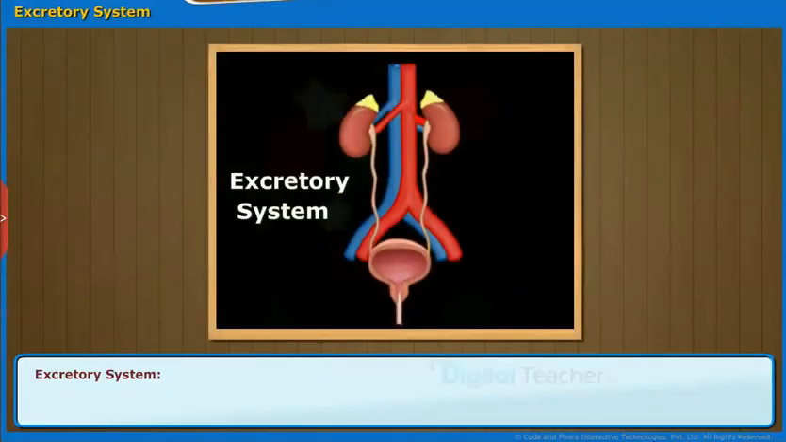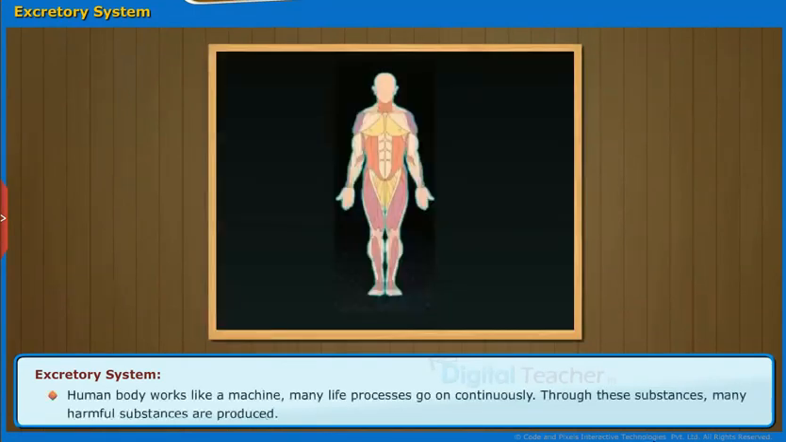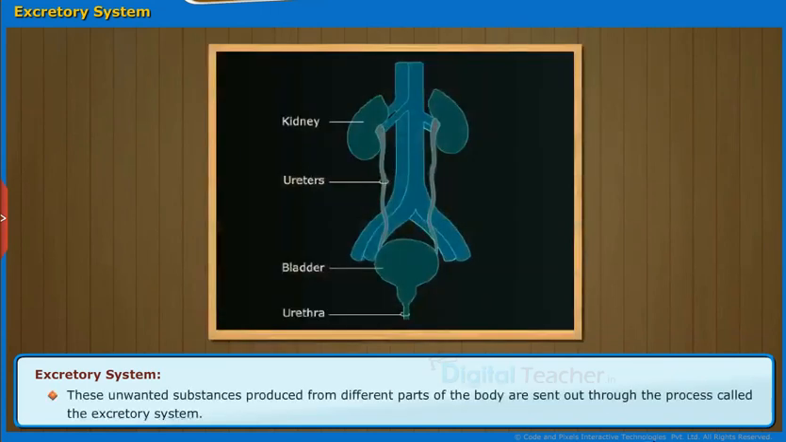Now, let us study about the other internal organ, the excretory system. Human body works like a machine. Many life processes go on continuously. Through these processes, many harmful substances are produced. These unwanted substances produced from different parts of the body are sent out through the process called the excretory system.